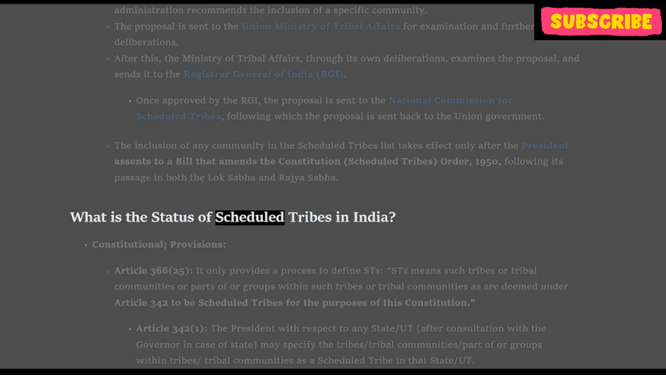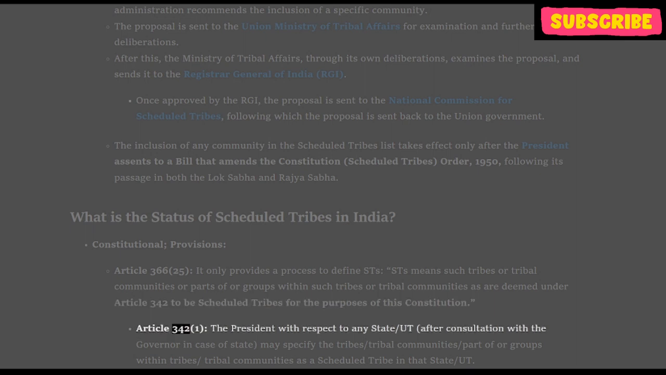What is the status of Scheduled Tribes in India? Constitutional provisions. Article 366(25) only provides a process to define STs. STs means such tribes or tribal communities or parts of or groups within such tribes or tribal communities as are deemed under Article 342 to be Scheduled Tribes for the purposes of this Constitution.